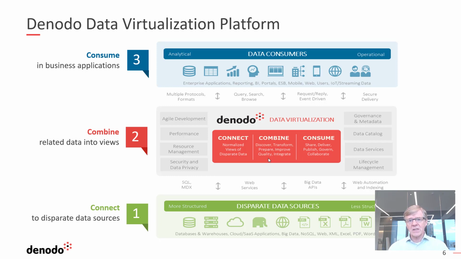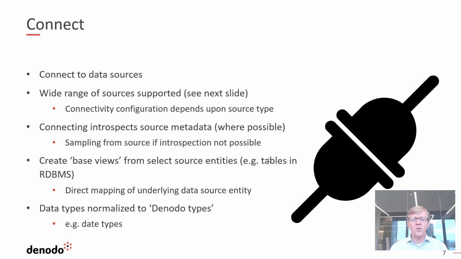So if we look at those each one at a time, starting off with connect. This is where we connect to our data sources. A wide range of data sources is supported. That's in the next slide. And how we connect to the data sources depends on the actual data source itself. If we're connecting to a database like Oracle, we'll use a JDBC connection using the drivers that are native to Oracle. Obviously, if we're connecting to an Excel spreadsheet or a web service or an application like Salesforce, we'll use different protocols, different APIs to do that.